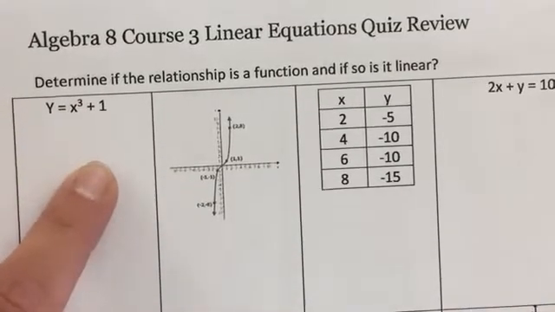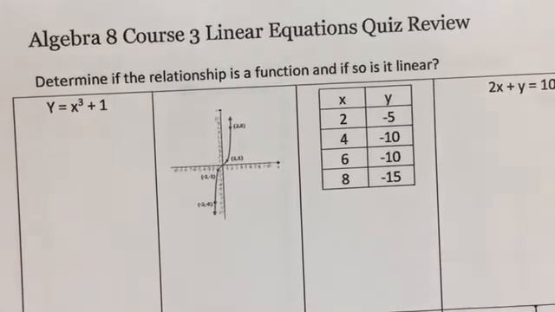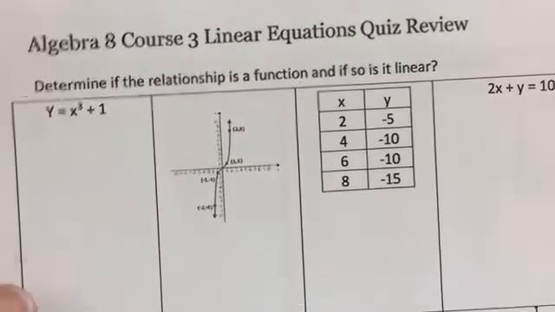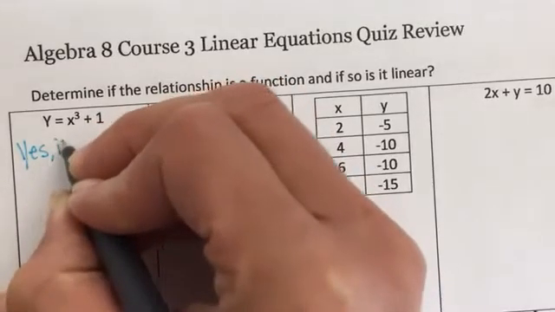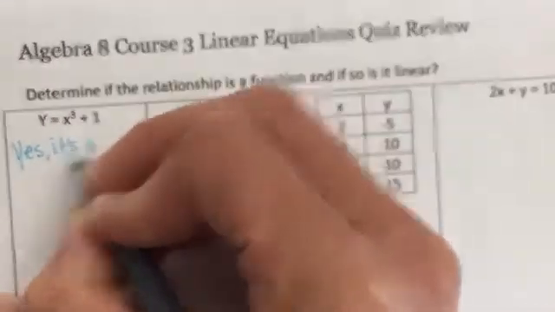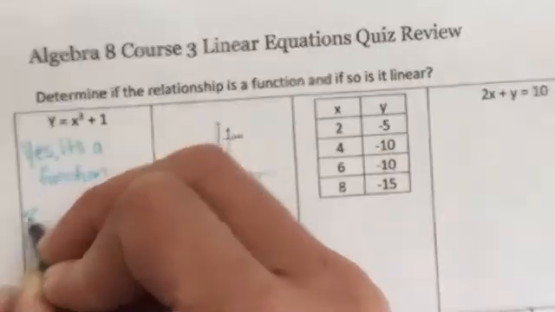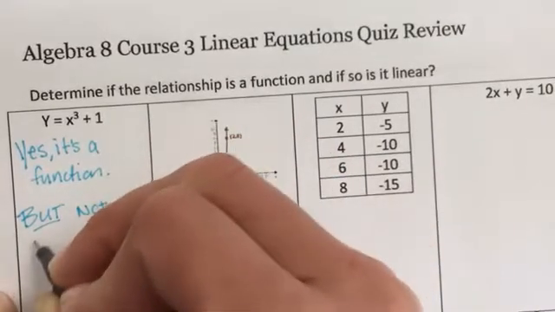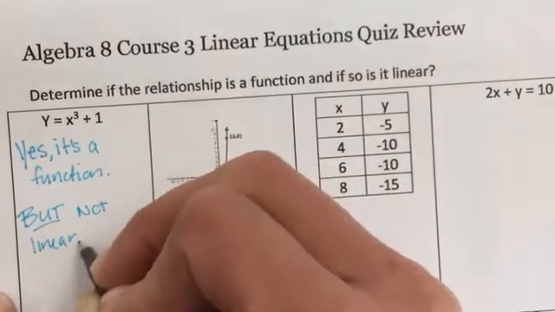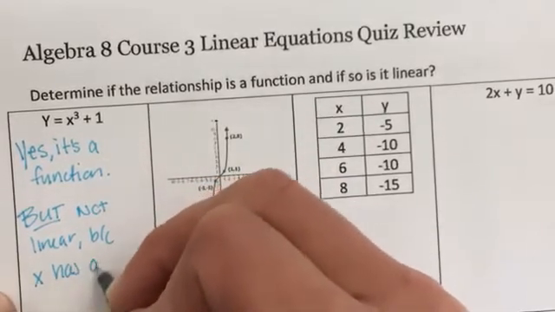Yes. Okay, if I put a 2 in, if I put a 4 in, I'm going to get a number in and I'm going to get a number out. Okay, that means it's a function. So yes. But it's not linear. Yes, that's right. It's a function. But not linear because x has an exponent.